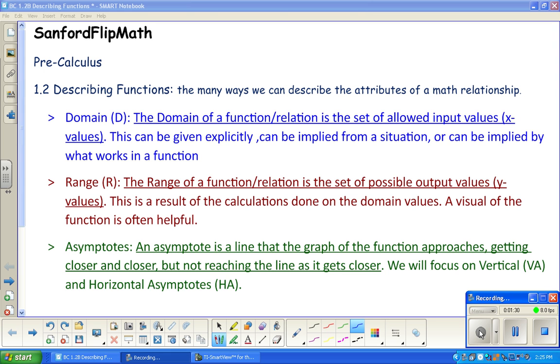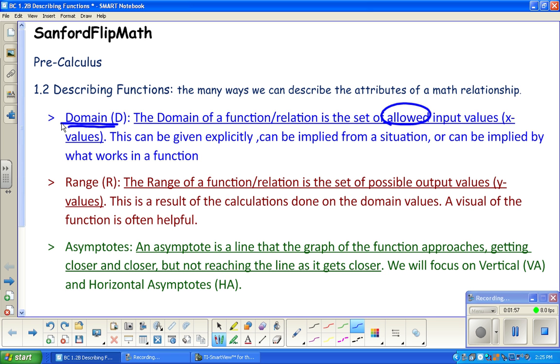We're going to talk about some things that are familiar, some things that are newer, some things that may be brand new. So we're going to start off talking about domain. Domain, as most of you know, is the set of allowed input values, or allowed x values: the numbers that you can use, the kinds of numbers that you can use in an equation. Sometimes these things are given explicitly.